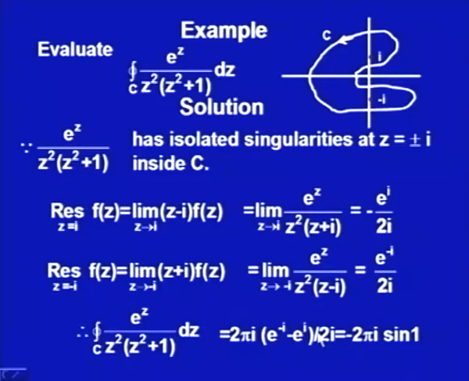So, upon 2 i that has been taken common, we are getting e to the power minus i minus e to the power i, or rather you could write it as minus of e to the power i minus e to the power minus i upon 2 i, that we do know is nothing but sine 1. So, we are getting minus 2 pi i sine 1. So, the integral along this contour of the function is coming as minus 2 pi i sine 1.